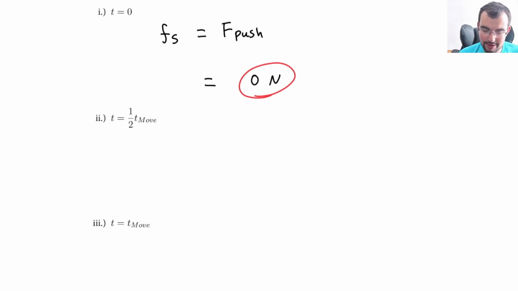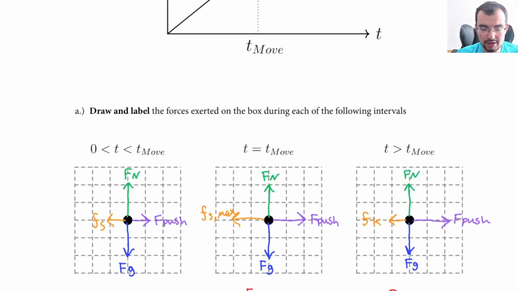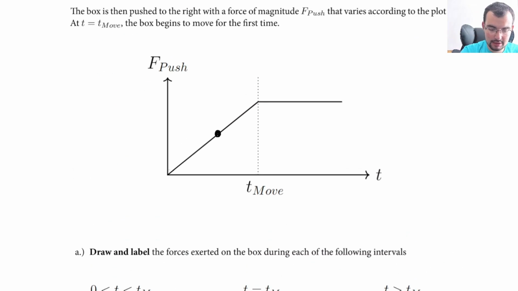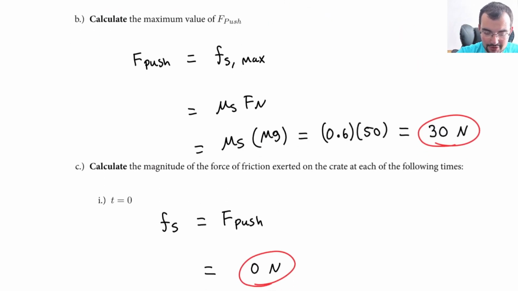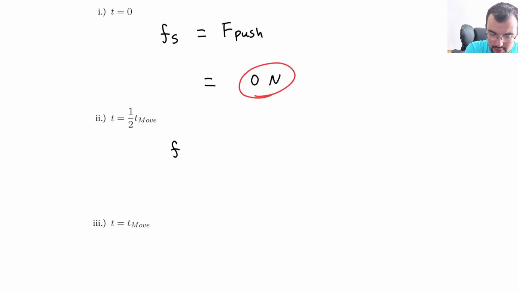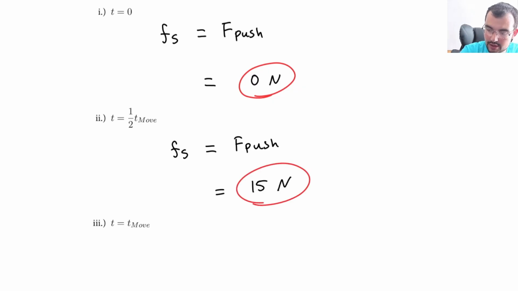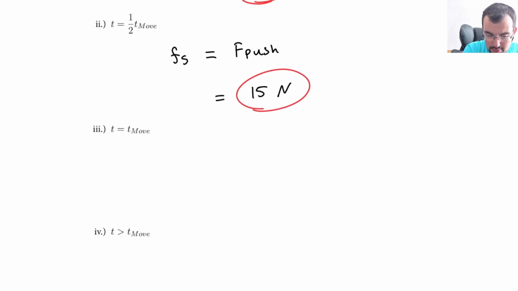What about halfway to the moving time? So if I check my graph here, we see this is a linear graph. So I just need to oppose half of the max pushing force. So once again, static friction is just going to oppose the pushing force. And in this case, I'm pushing not with the maximum 30 newtons I could push with, but I'm just doing half of that due to the linear function. And then at t move, I have gotten the max value of static friction, which we said was 30 newtons.